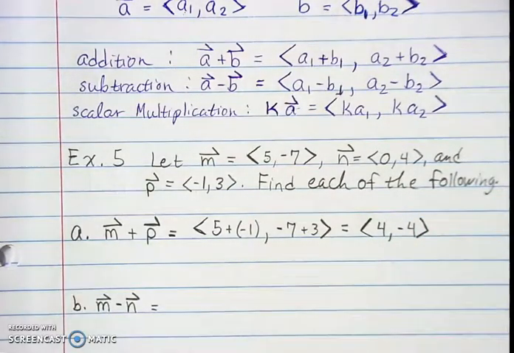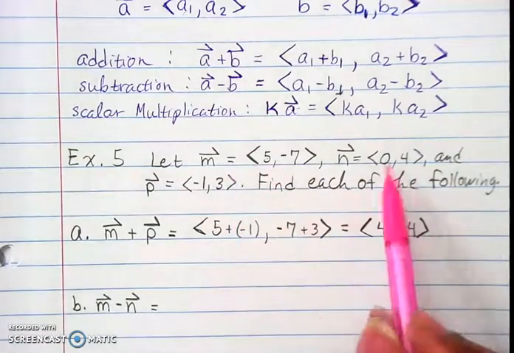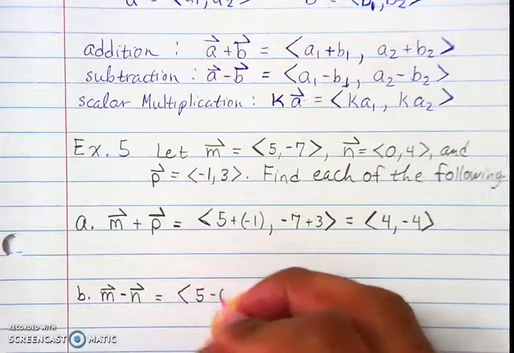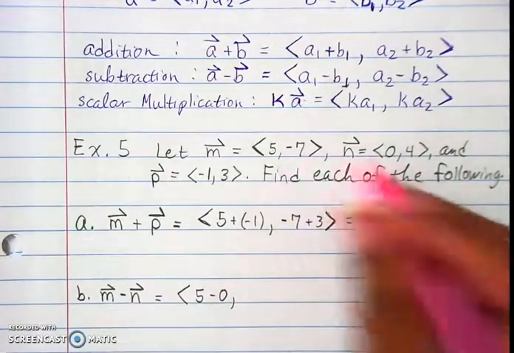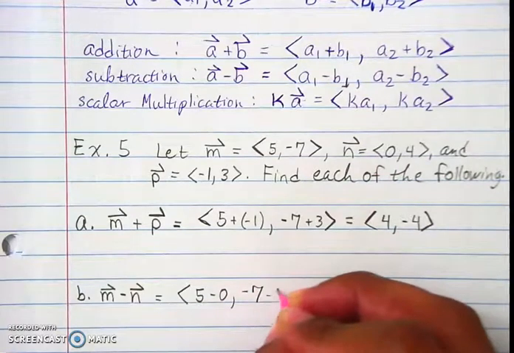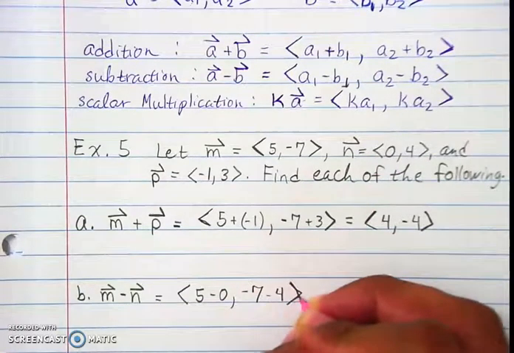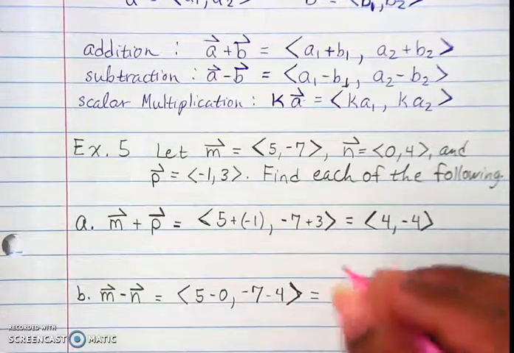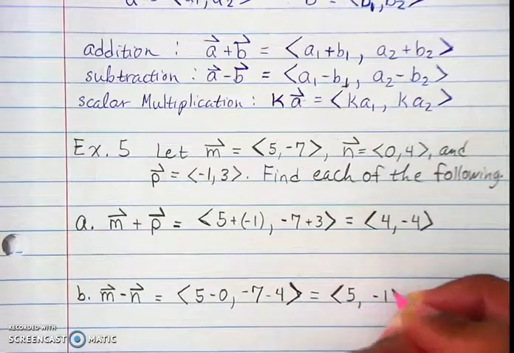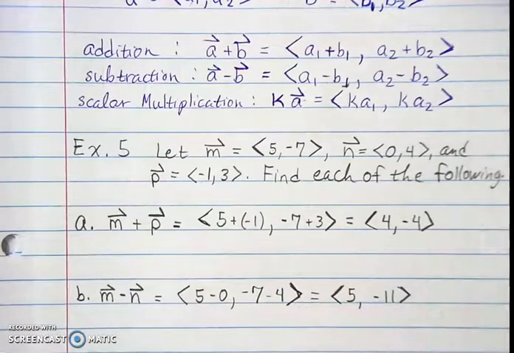All right, so then we do M and N and subtract those. So we'll do 5 minus 0, and we'll do -7 minus 4. And then again, that's going to be so hard again. Oh my gosh. 5 and negative 11. Oh my gosh, it's so hard, Mr. Hall. Oh my gosh.